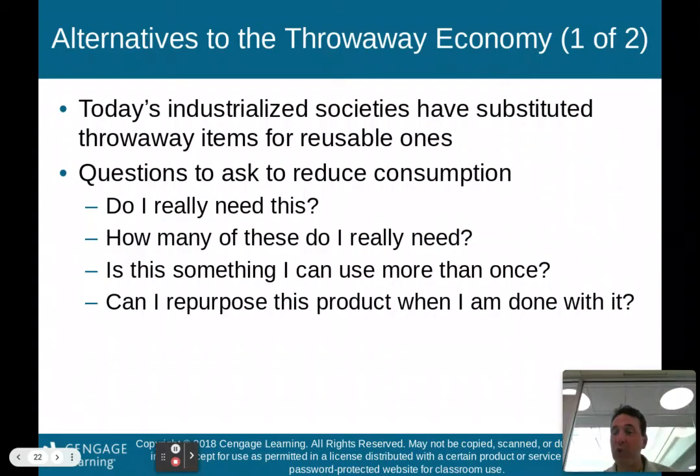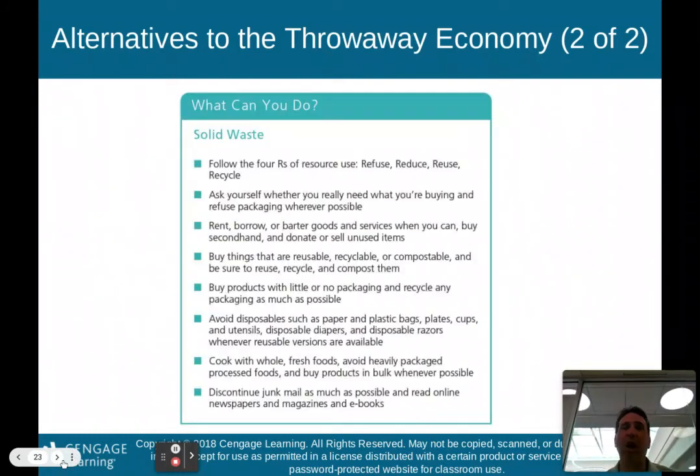Is this something I can use more than once, right? And can I repurpose this product when I am done with it? If you can't, you may not want it. If you can, well, that's a reuse. So definitely purchase it, right? So these are some alternatives. So again, what can you do?